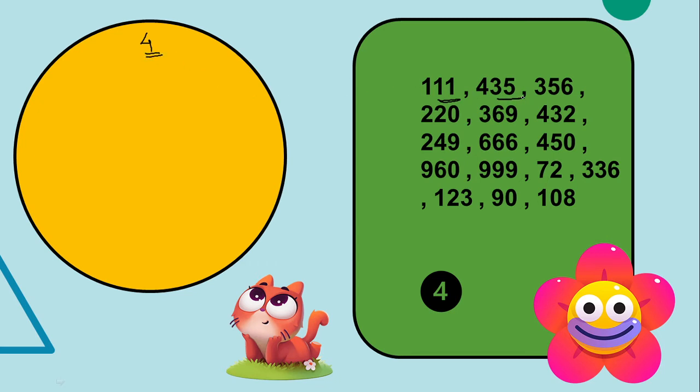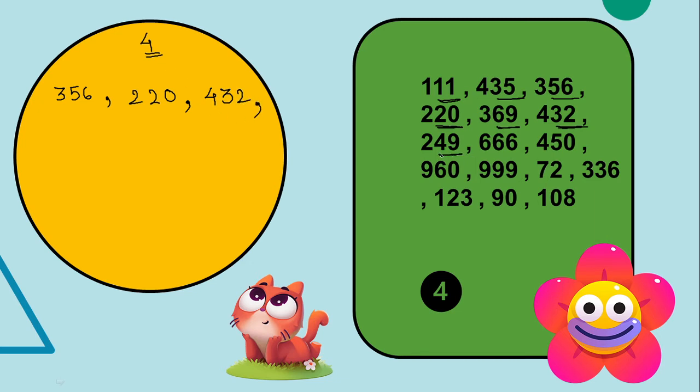Then 35 also won't come in the table of 4. Then 56. Yes, 56 comes in the table of 4. So we will be writing 356. That is 356 is the first flower to enter basket number 4. Then next is 20. 4 5 is 20. So we will write flower number 220. Then 69. No, 69 won't come in the table of 4. So 369 won't have a place in basket number 4. Then next is 432. 32. 4 8 is 32. So here we will write 432 in basket number 4.